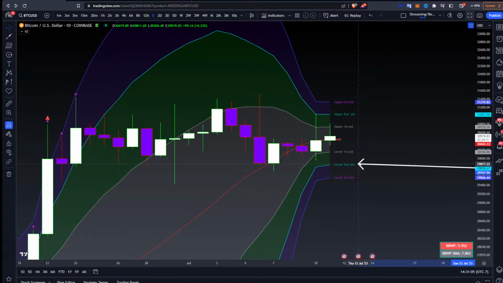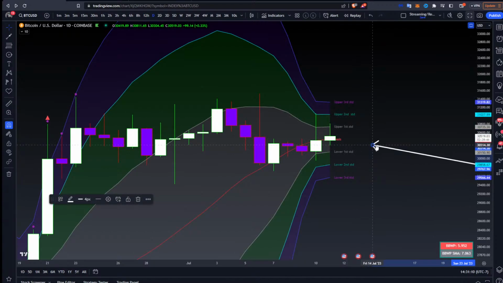Now, below the lower second standard deviation and above the upper second standard deviation of Bollinger Bands, price is going to be one of two things. It is either going to be a reversal area or a continuation area. And for reversals and continuation, you need to know where support and resistance are.